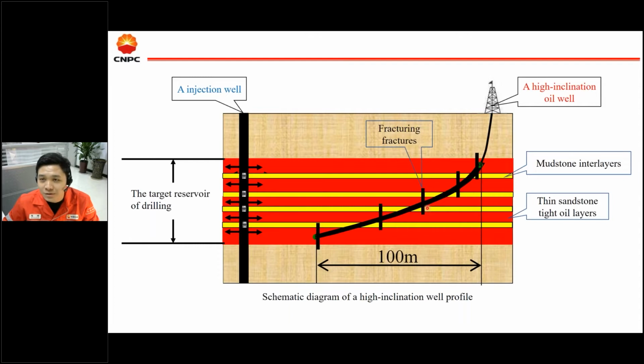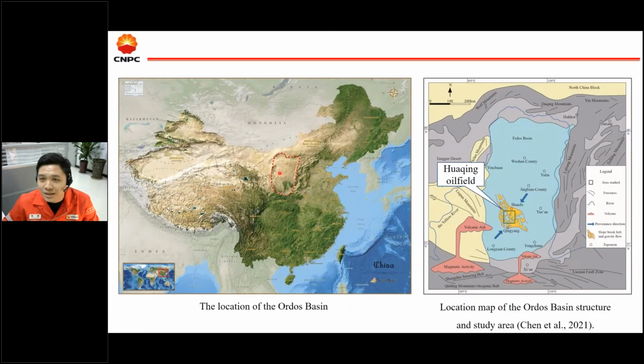Our oil field development zone is located in the Ordos Basin. Ordos Basin is the second largest inland basin in China, located in the north of central China. During the Triassic Yanchang Formation, river, delta, and lake deposits were widely developed in the Ordos Basin. Huaqing Oilfield, our study area, is located in the sedimentary center of the Ordos Basin.